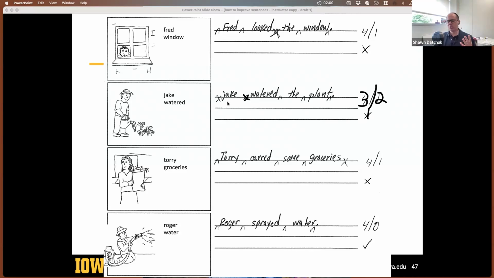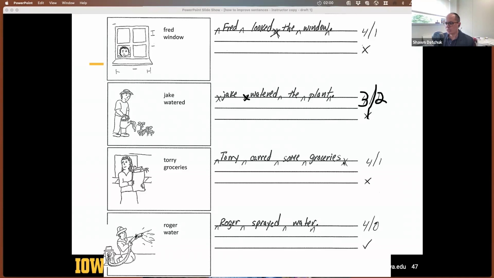Now it's okay. You could be saying, "Oh, I gave the point between Jake and watered. That still makes sense. They're just missing this capital letter." In the grand scheme of things, we would only be off by 1 point, so it's no big deal. I just ask that you try to keep consistent with your scoring.